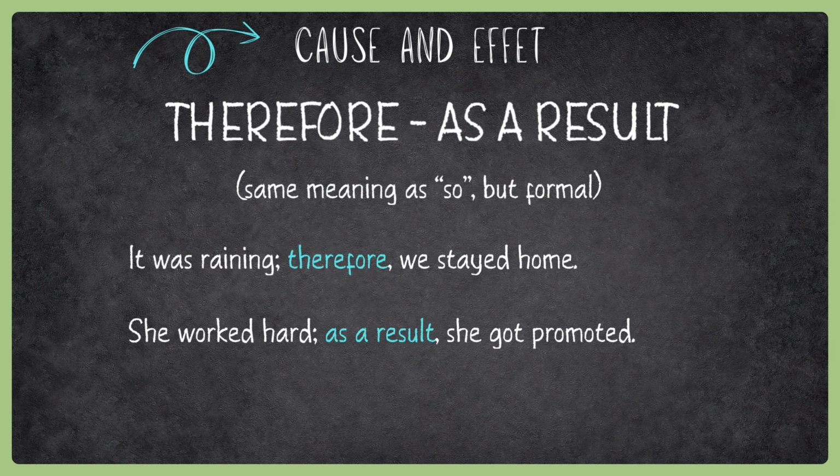Notice that therefore and as a result usually go at the beginning of a new sentence, often after a semicolon or a full stop. They sound more structured and formal, perfect for essays, reports, or academic writing.